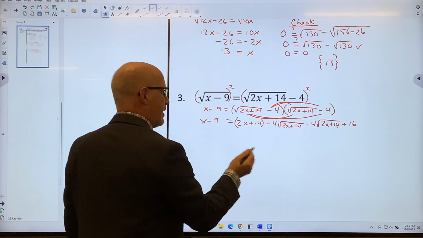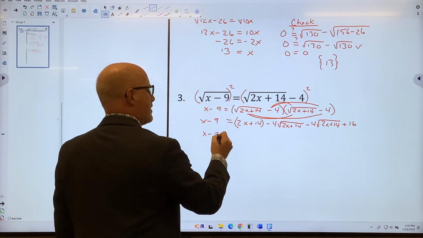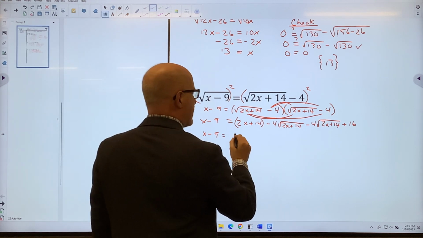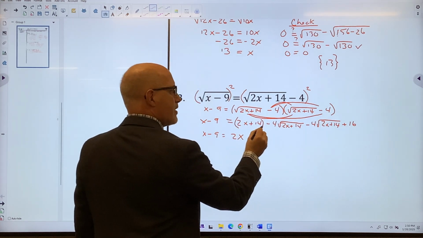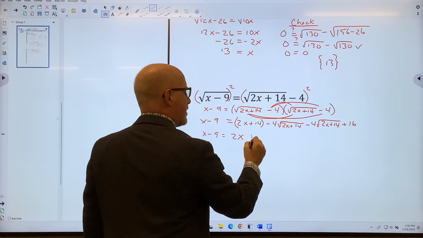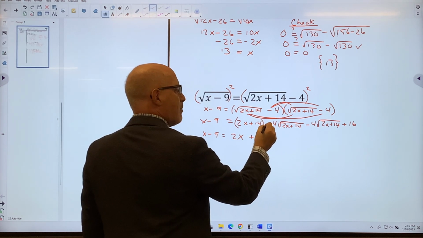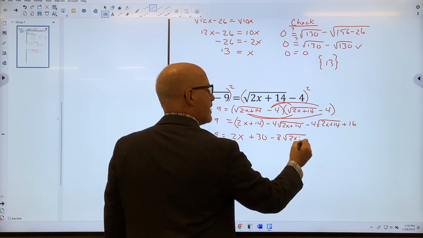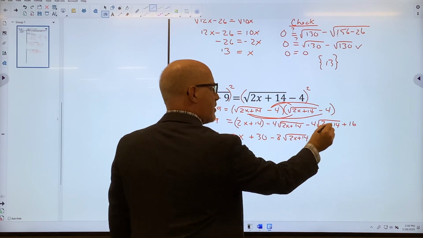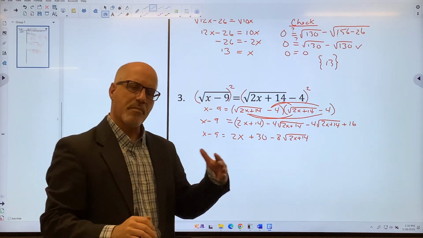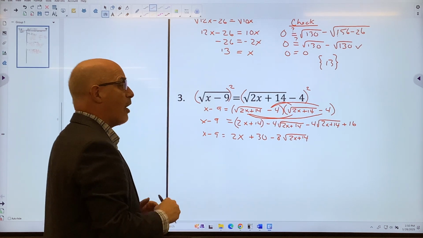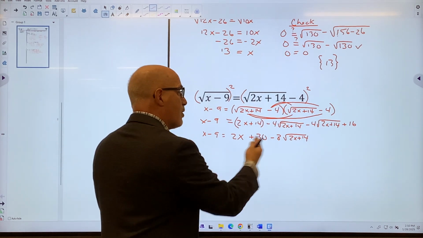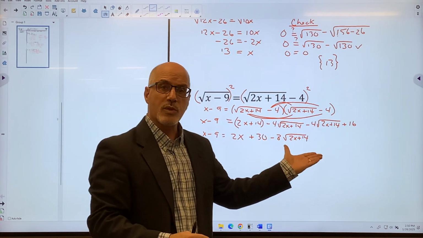Let's go ahead and gather like terms together. So x minus 9 equals 2x, it's all by itself. 14 plus 16 will give me 30. And then minus 8 of these square roots of 2x plus 14. Notice that those two can combine, you can combine the coefficients. Now, notice that my new equation here has only one square root to it.